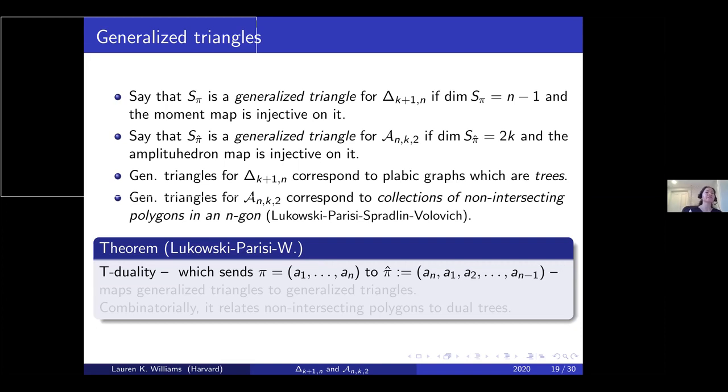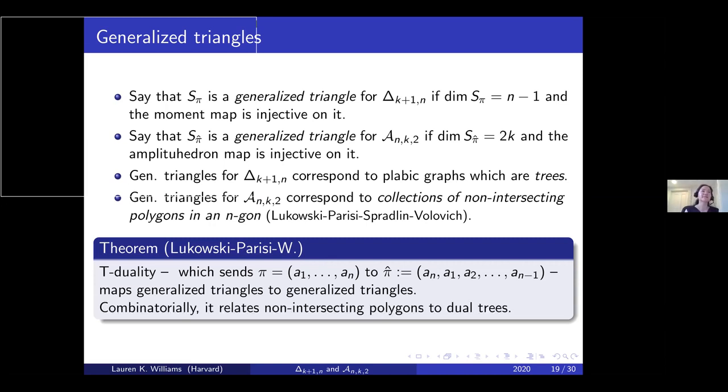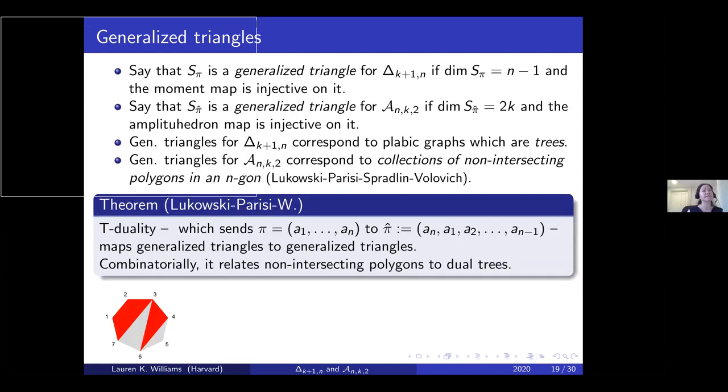T-duality, which sends our permutation pi to pi hat, if you look at the combinatorial objects associated to them, precisely, T-duality maps generalized triangles to generalized triangles, and on the level of combinatorics, it relates the non-intersecting polygons studied by Lukowski, Parisi, Spradlin, and Volovich to dual trees. So this picture at the bottom left is a non-intersecting polygon. It's a collection of non-crossing polygons inside a bigger polygon.